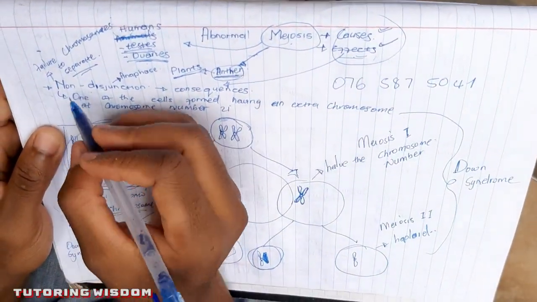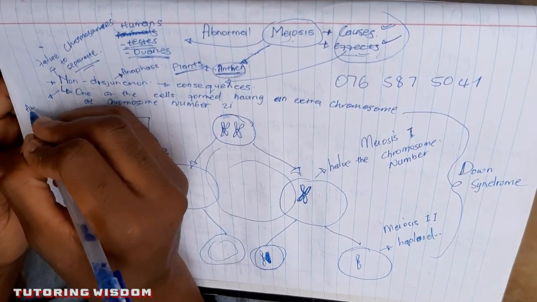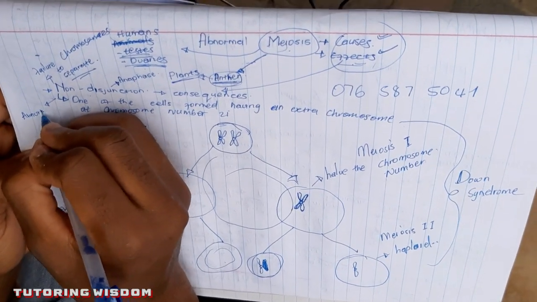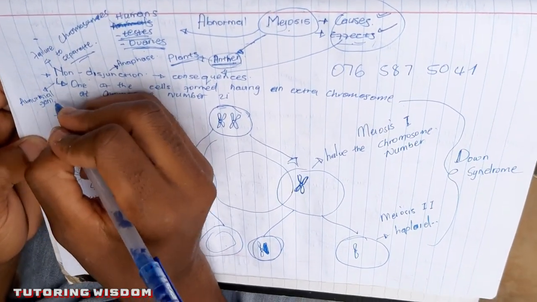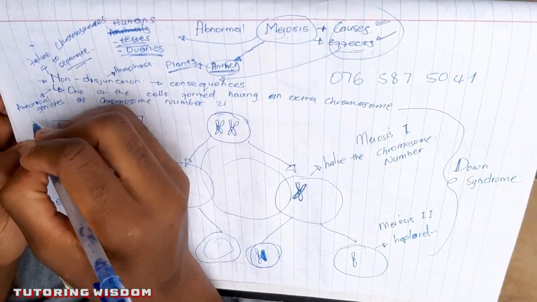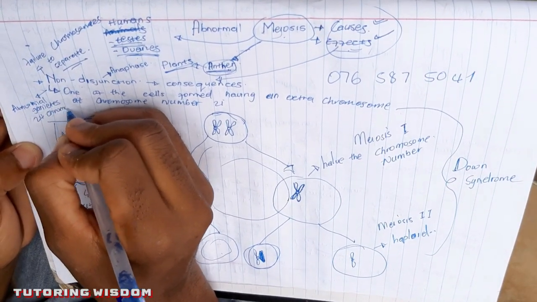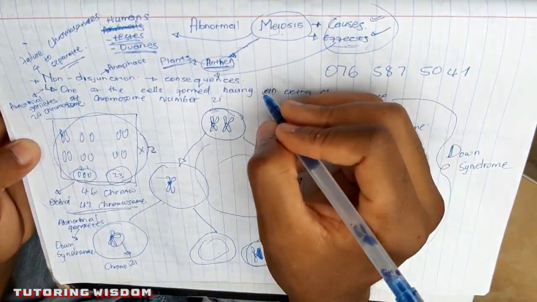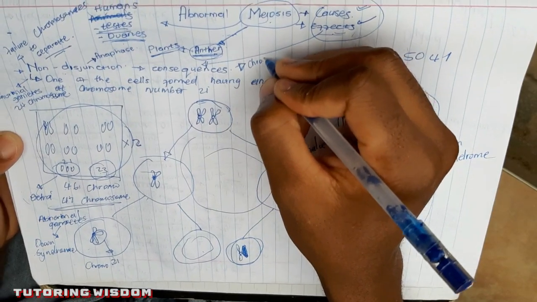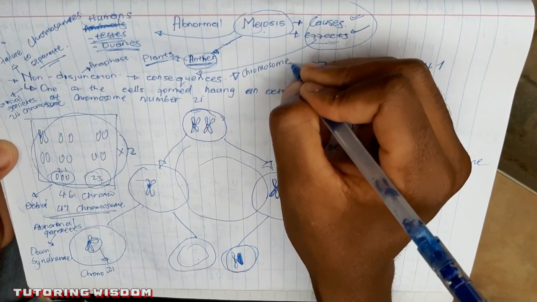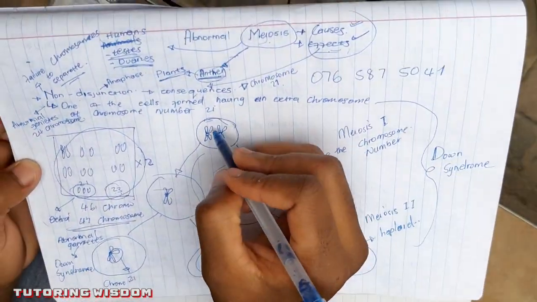Now, when a non-disjunction happens, it leads to the formation of an abnormal gamete. An abnormal gamete with 24 chromosomes. Remember, the half chromosome number is 23, but an abnormal gamete would have 24 chromosomes because it has an extra copy of chromosome number 21. So a non-disjunction affects chromosome number 21, right? Position number 21, right?